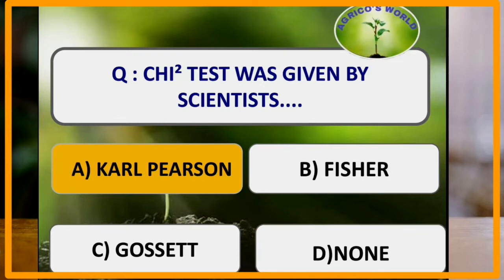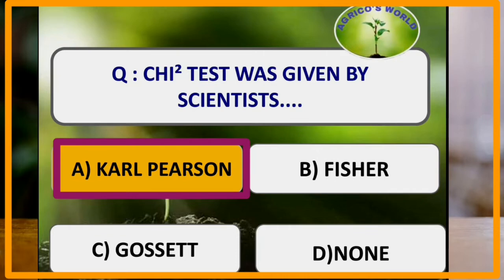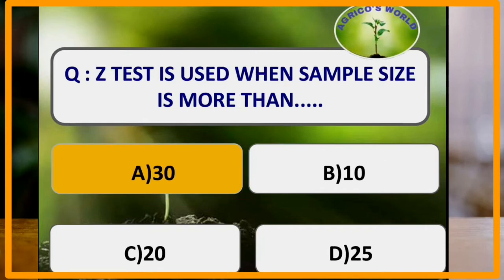Chi-square test was given by which of the following scientists? Chi-square test was given by Karl Pearson. Karl Pearson has also given standard deviation and coefficient of variation.